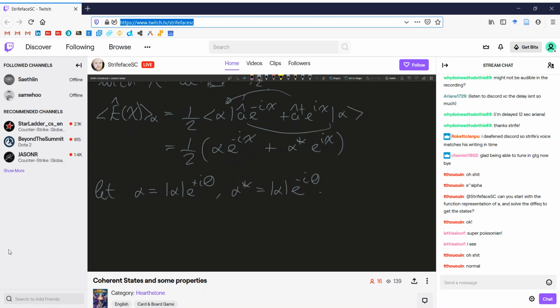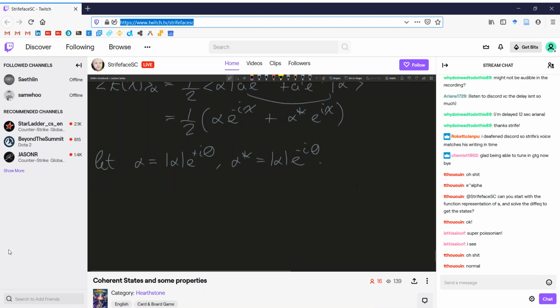But anyways, I'm going to substitute this in. Now mod alpha is a factor for both, so we pull that out the front over 2. Then we have e to the minus i chi minus theta, plus e to the i chi minus theta. Before looking at this and seeing something familiar.